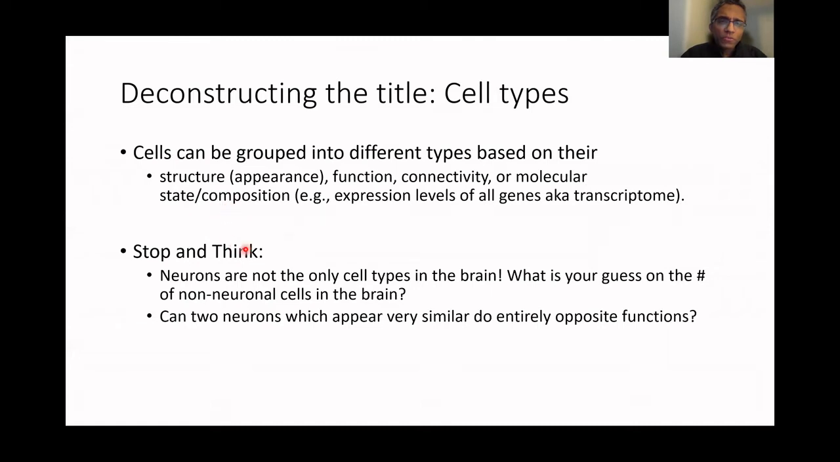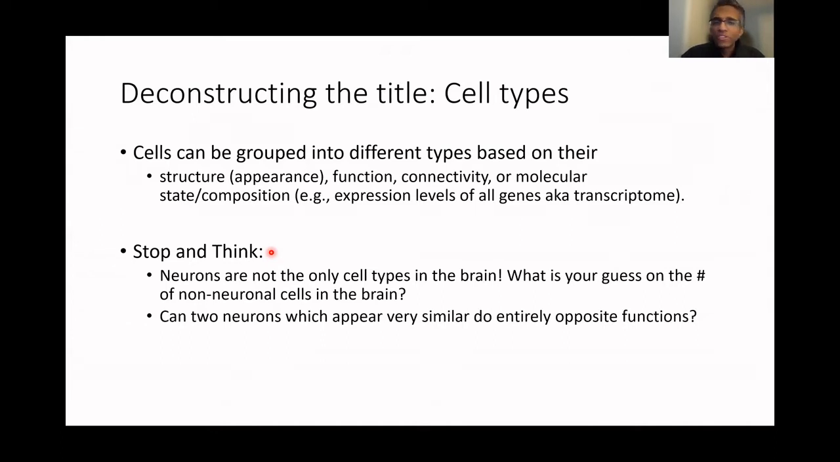Now I want you to stop or pause and think. I have already told you that neurons are not the only cell types in the brain, but if it were an interactive session, I would stop and ask you to raise hands on who thinks what the number of non-neuronal cells in the brain is, what their guess is. An even simpler question is, do you think it is more than the number of neurons, or is it less than the number of neurons? That's one question to stop and think about. That will also tell why it is important to not just study neurons, but also other cells in the brain.